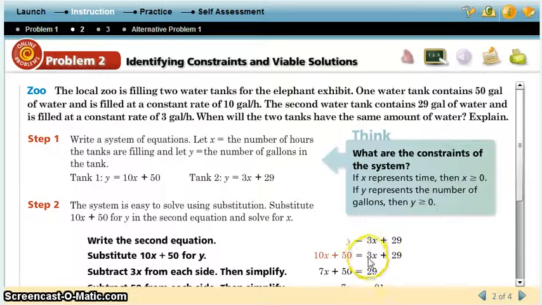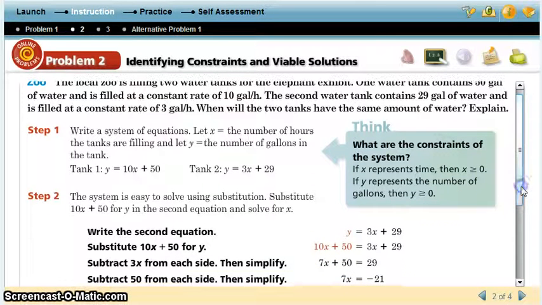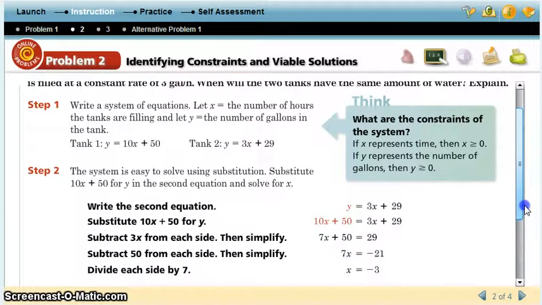So if you take 3x from here, you're just left with 29. If you take 3x from here, then you're just left with 7x. They subtracted 50 from both sides. So notice you're subtracting 50 from a positive 29, so you are going to wind up with a negative number here. And then you should know how to finish that out. Divide each side by 7. So we get x is negative 3.